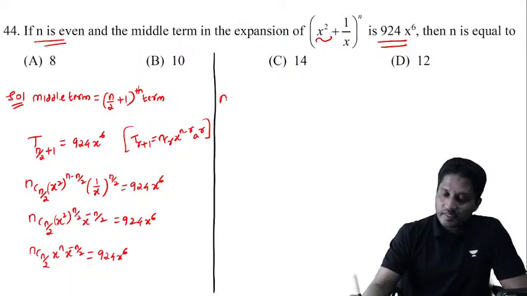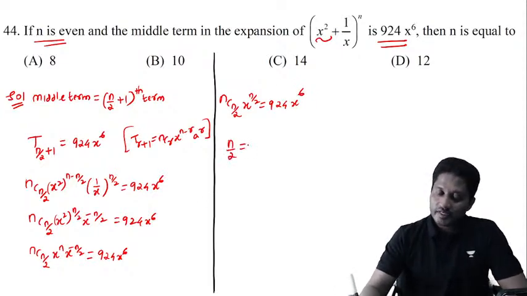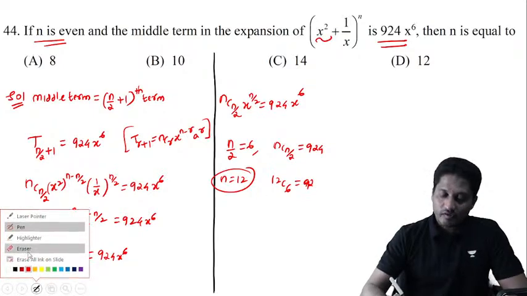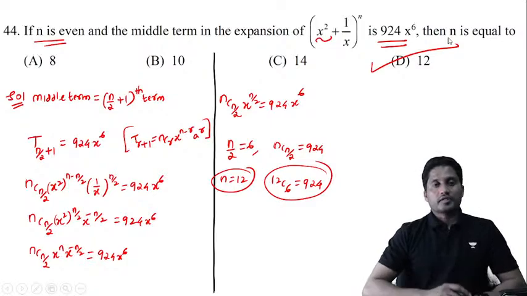So this is nC n by 2. Powers are added, x to the power of n by 2 is equal to 924 x to the power of 6. If I equate the corresponding values, x to the power of n by 2 gives n by 2 is 6, and nC n by 2 is equal to 924. So obviously this n is equal to 12, right? If I put n equal to 12, you get 12C6 is equal to 924, which is also true. You simplify, find the value of 12C6, it will be 924 only, right? So the value of n is equal to 12. Answer is option D.